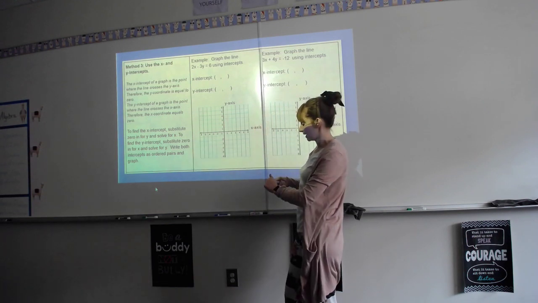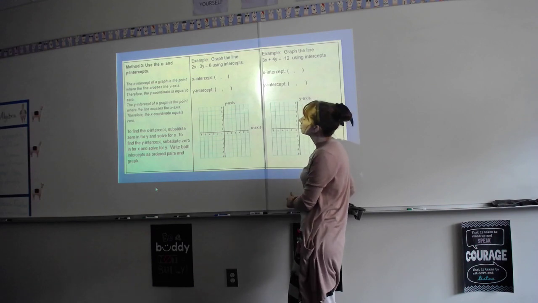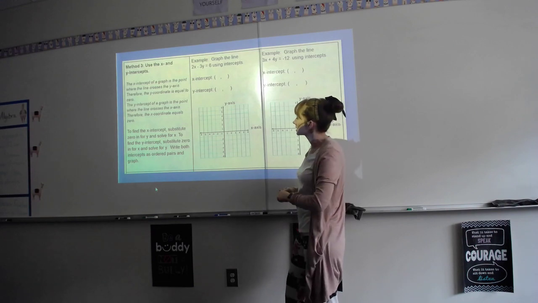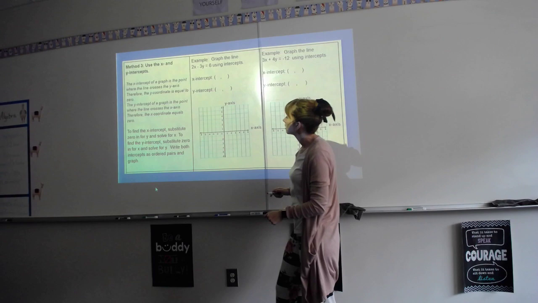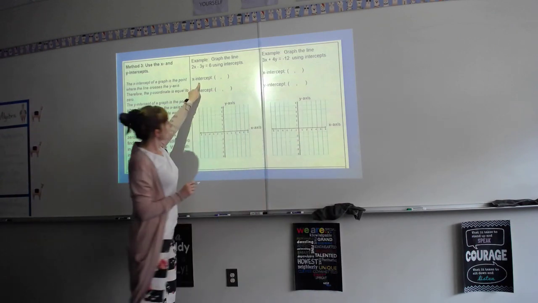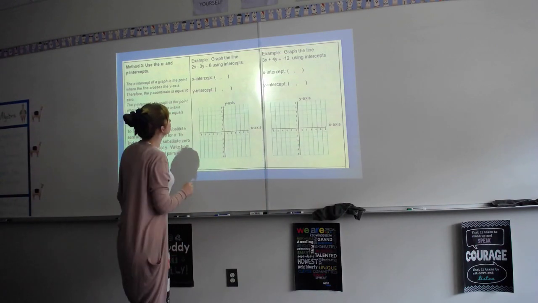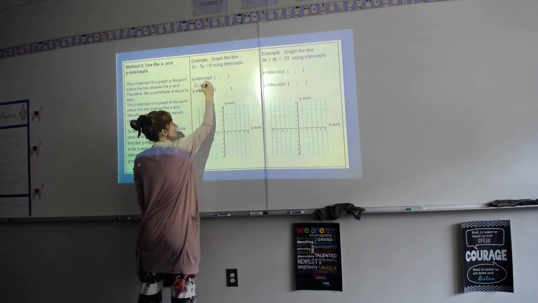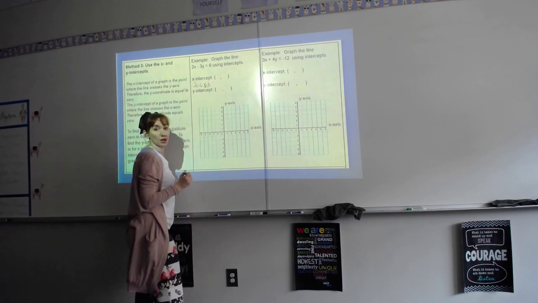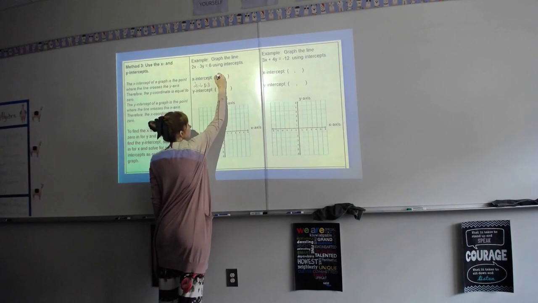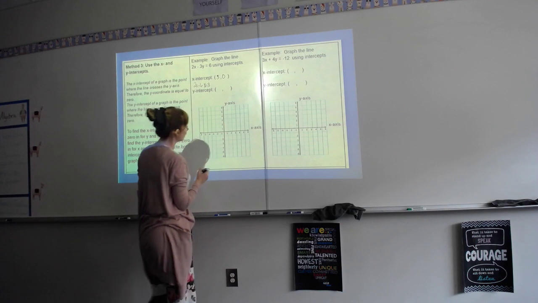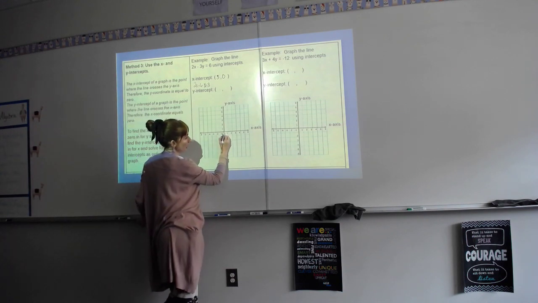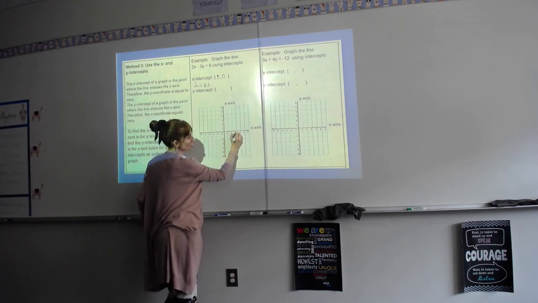So for our first example right here, we have 2x minus 3y equals 6, and we're going to find our intercepts. So remember, to find our x-intercept, we plug in a 0 for y. So now we have 2x equals 6, and then we see that x equals 3. So my coordinate for my x-intercept is (3, 0). And I'm going to plot that right here on the x-axis. Go over to 3, and it's just going to stay right on the axis.